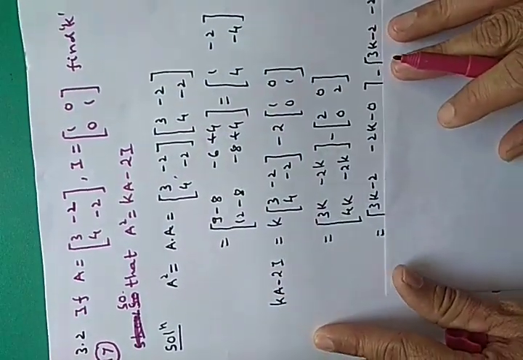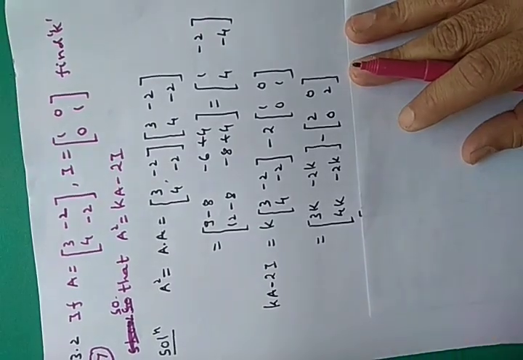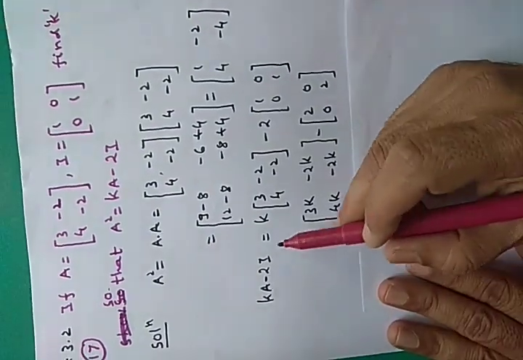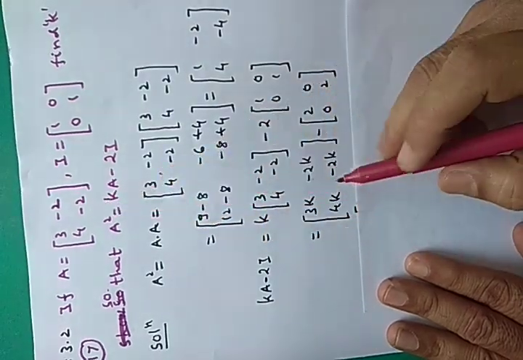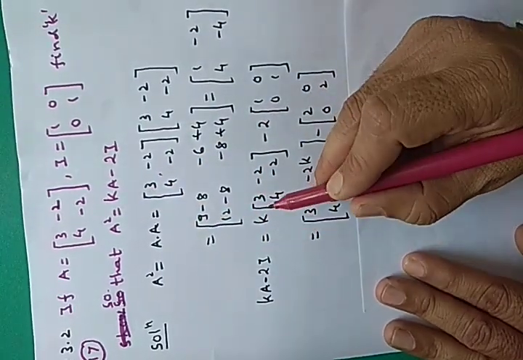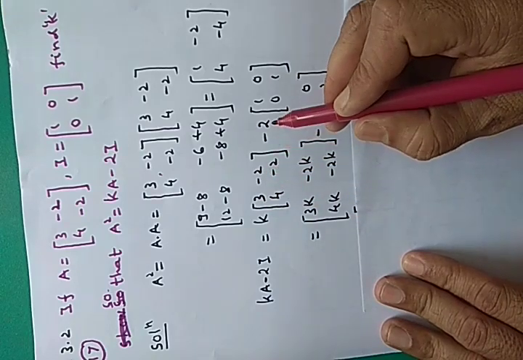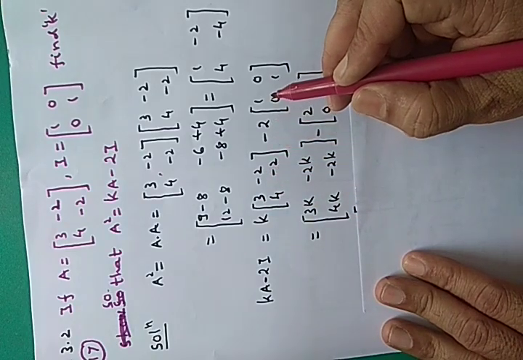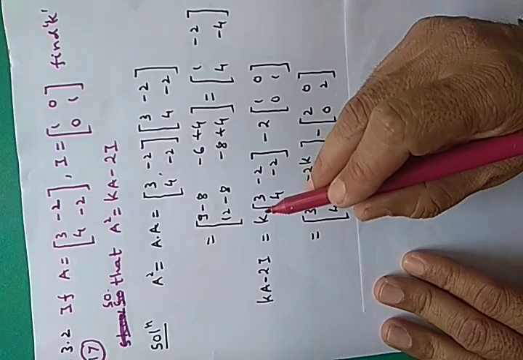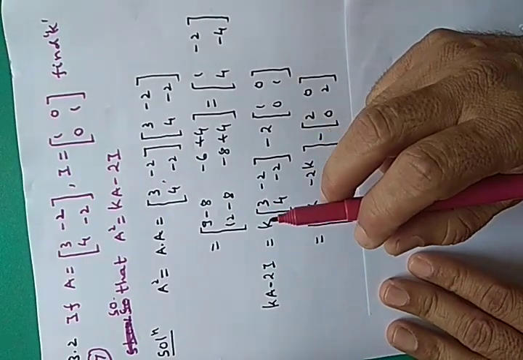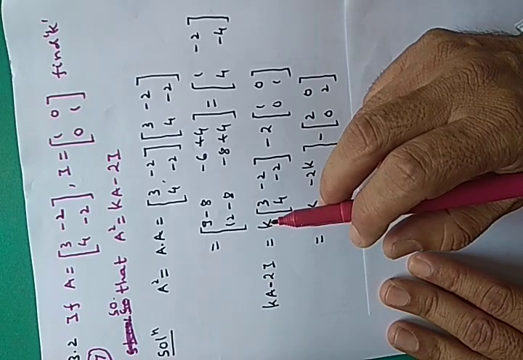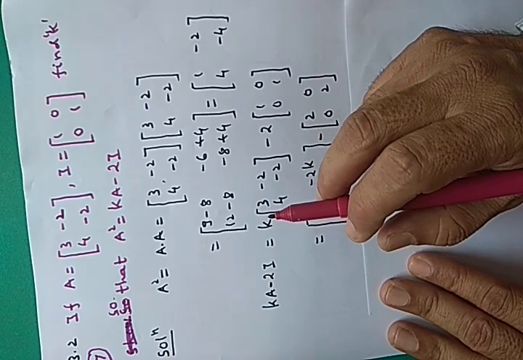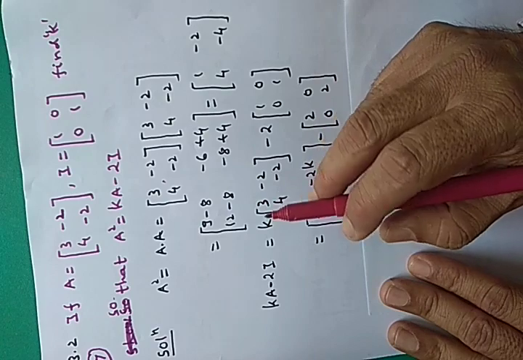Now, what is the value of KA minus 2I? KA, what is A? This matrix. So KA minus 2I is K multiplied by matrix A minus 2 multiplied by I. What is I? I is the identity matrix, and K is a constant. So you know that when we multiply a matrix by a constant, you have to multiply each element by that scalar quantity.